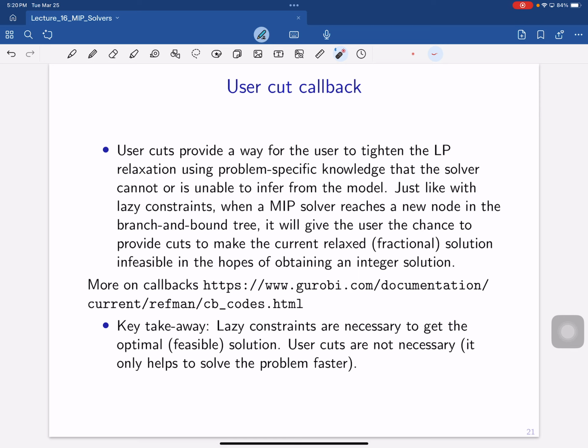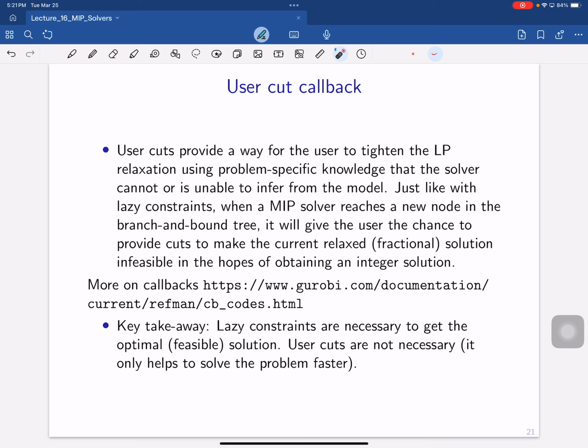The difference between lazy constraints and user cut constraints is that user cut constraints are not necessary. They are not necessary in the sense that if you add them, it may help you solve the problem faster. For example, you may know some cutting planes the solver doesn't know. After adding those cutting planes, you can solve the problem faster. But you don't need those cutting planes to solve the problem to optimality. Even without them, with a very naive branch and bound, you will find the solution anyway. But those cuts will help the solver solve the problem faster.